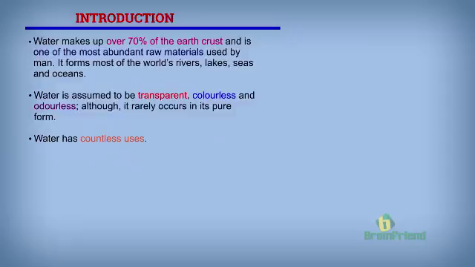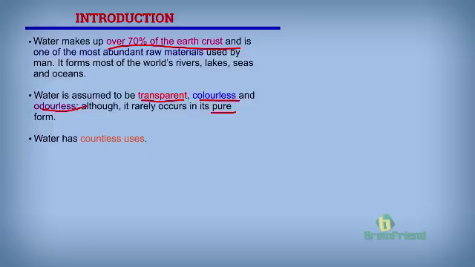Water makes up over 70% of the Earth's crust, and it's one of the most abundant raw materials used by man. It forms most of the world's rivers, streams, lakes, oceans, and seas. Water is assumed to be transparent, colorless, and odorless, although it rarely occurs in its pure form.